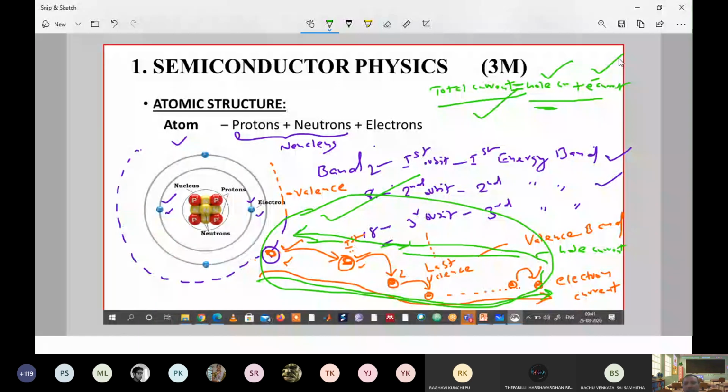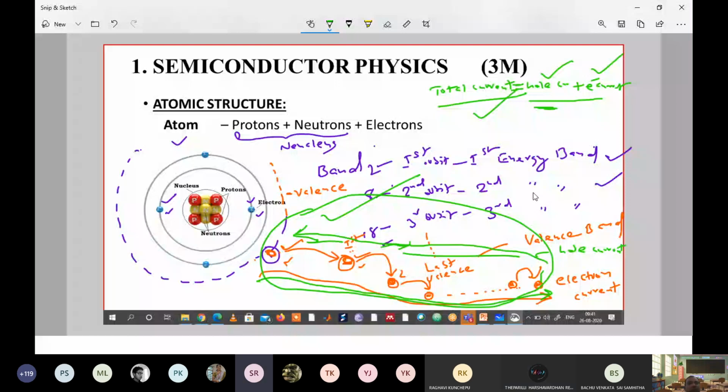Is it clear, all of you? Yes, sir. How is current generated, did you observe? With which electrons is current generated? Is it first orbit electrons, second orbit electrons, or valency orbit electrons? Valency orbit electrons, very good. Only valency orbit electrons generate current.